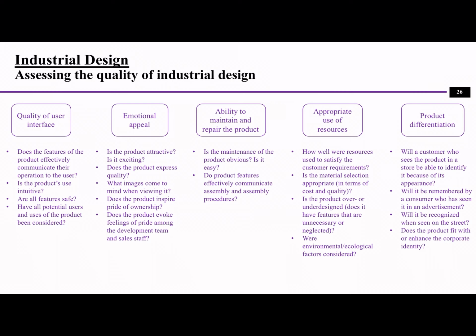Well, how do we assess the quality of industrial design? Five aspects: the quality of the user interface, emotional appeal, ability to maintain and repair the product, appropriate use of resources, and product differentiation, right? The quality of the user interface means: do the features of the product effectively communicate their operation to the user, is the product's use intuitive, and are all features safe, have all potential users and uses of the product been considered?